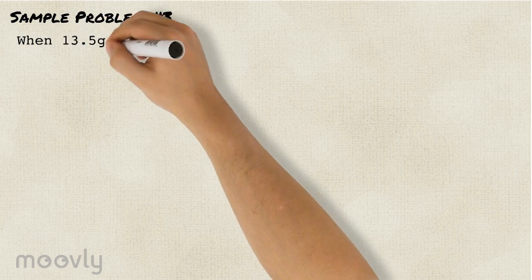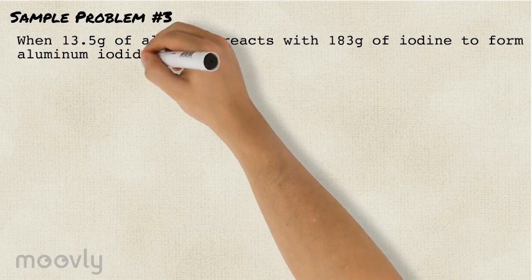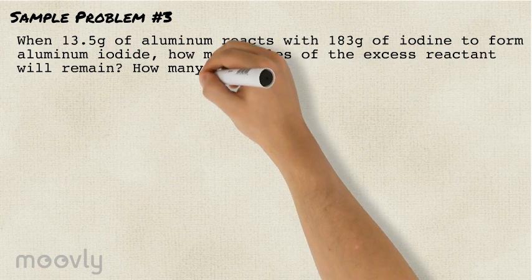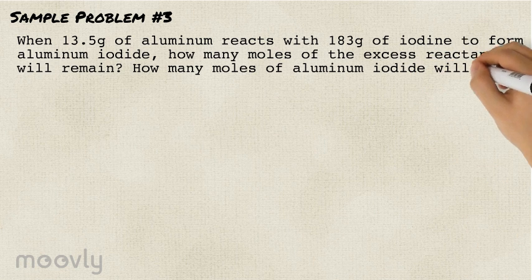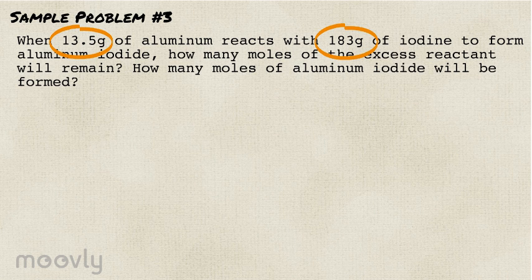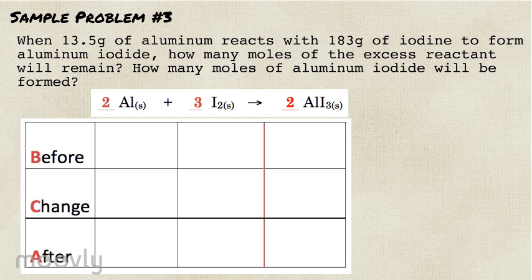Let's look at a third sample problem, which is a limiting reactant problem. When 13.5 grams of aluminum reacts with 183 grams of iodine to form aluminum iodide, how many moles of the excess reactant will remain, and how many moles of aluminum iodide will be formed? The first step to determining the limiting reactant is to find out how the two reactants interact quantitatively. We do so with the coefficients, which we get from a balanced chemical equation. So the first step to problem solving remains the same. Write the equation.